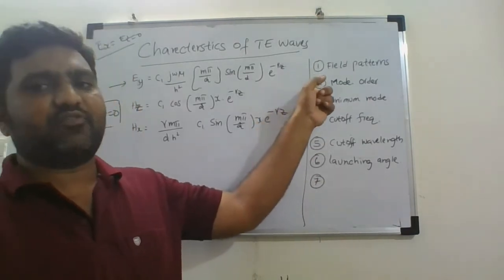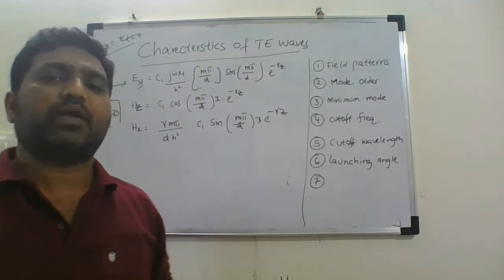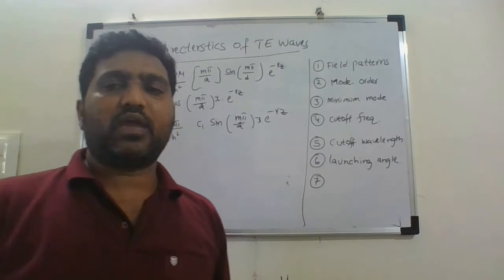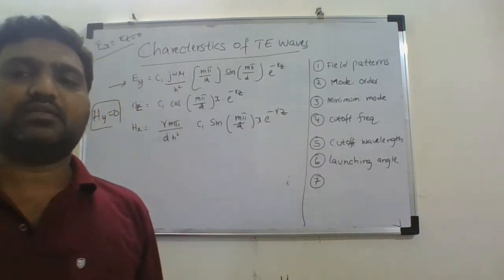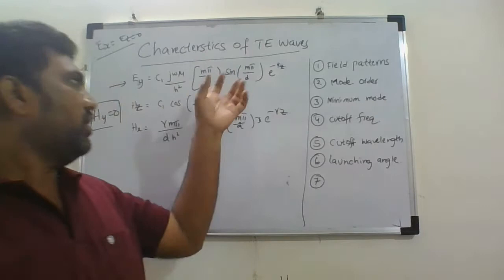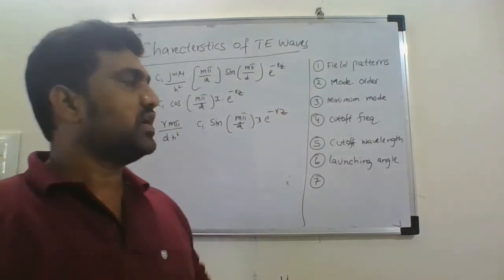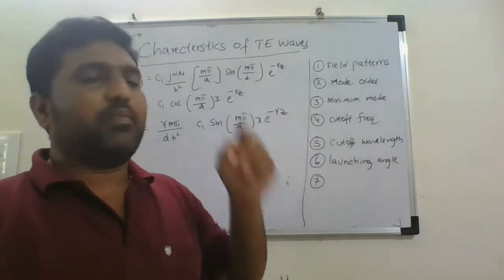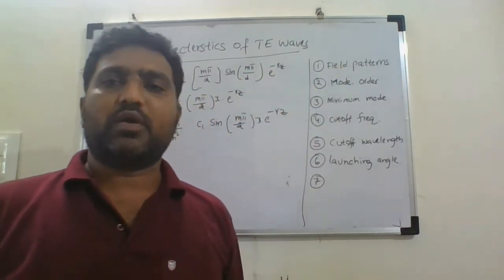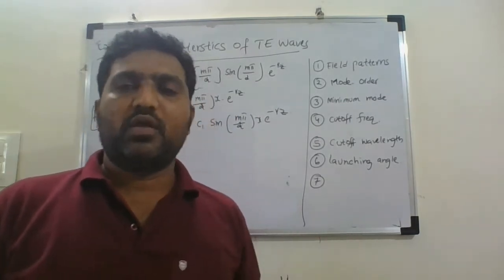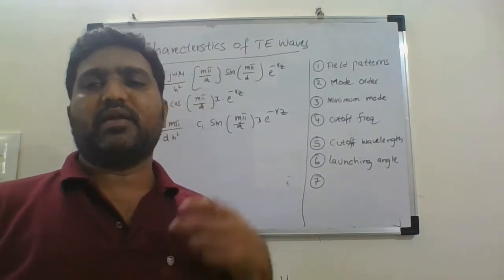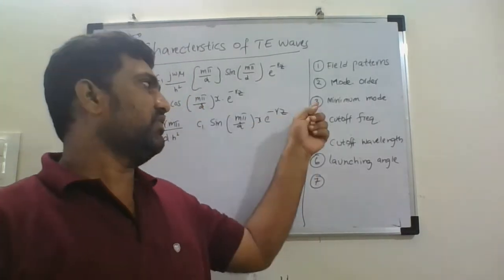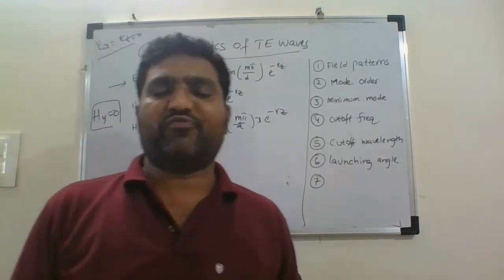Firstly, we will discuss the field patterns, the visualization of the field patterns. We have derived the equations, so how do these equations look? What is their variation? The visualization of these field equations is what we call field patterns. We will discuss that first, and then what we mean by mode order and what we mean by mode. And for this, what is the minimum mode possible for the TE wave, that we will discuss. After that, we will calculate the cutoff frequency.